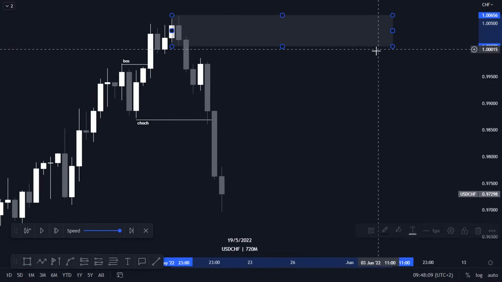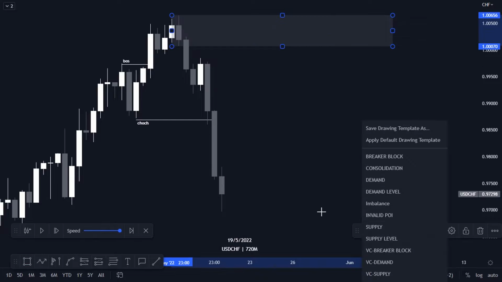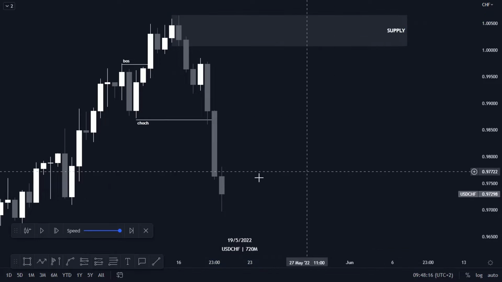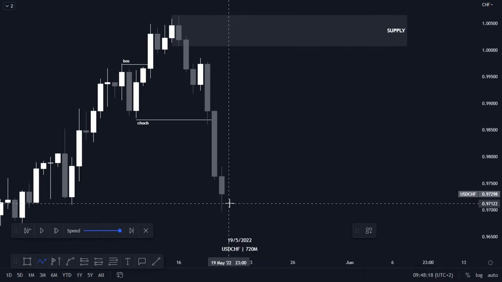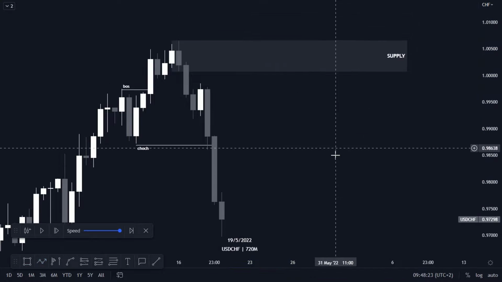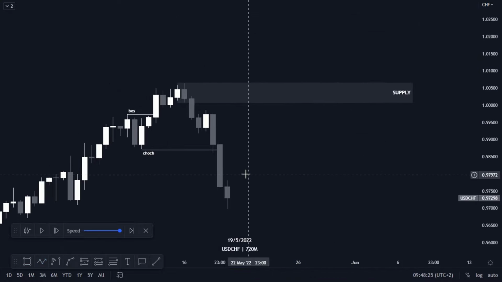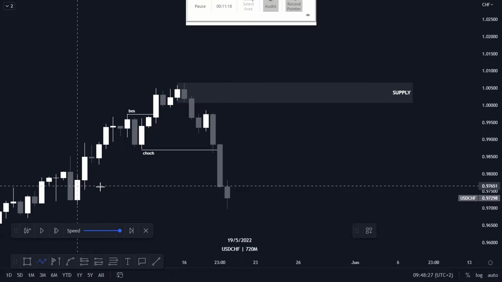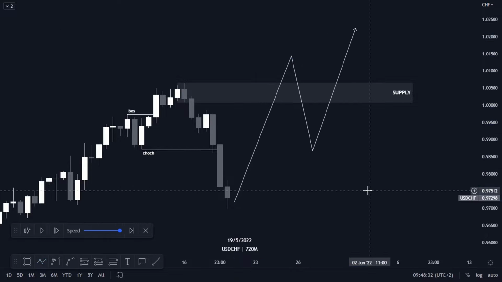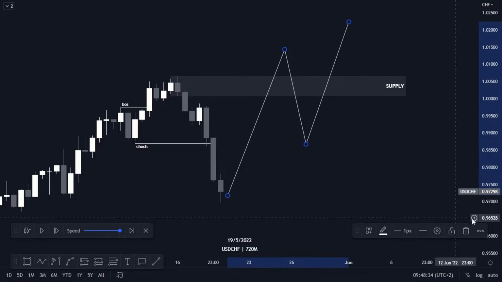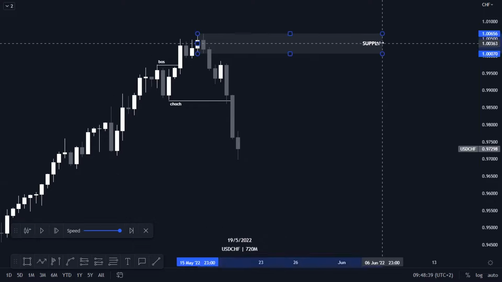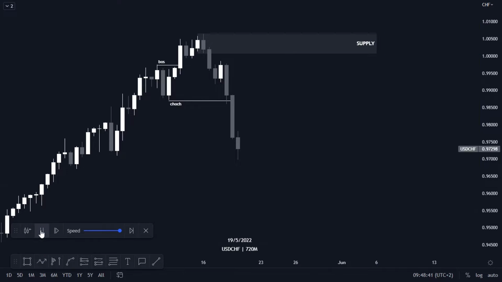So meaning that we can take our shorts here, but it would be risky because now price can push to the upside and break this supply. Okay, let me just do this. Price can push to the upside here and break our supply and carry on with the bullish trend, but then we'll have to wait and see what the market gives us.